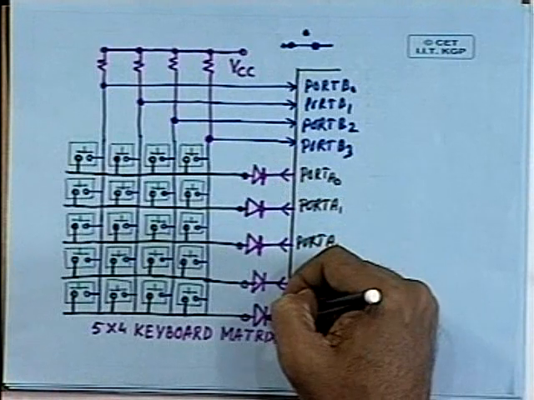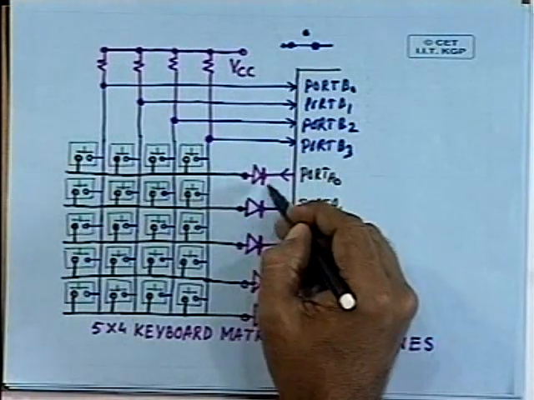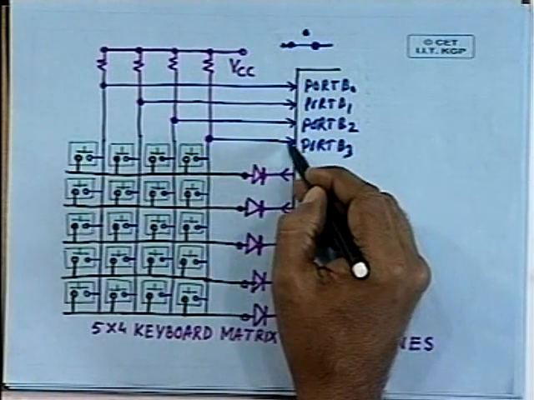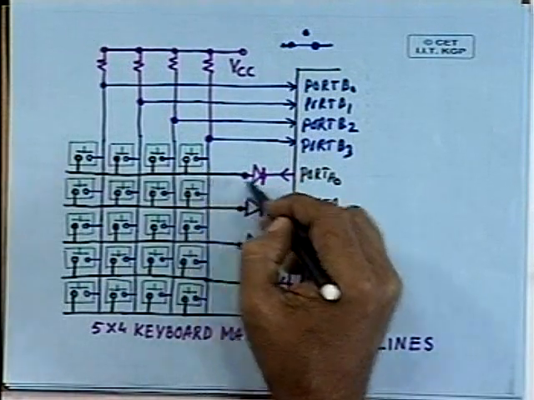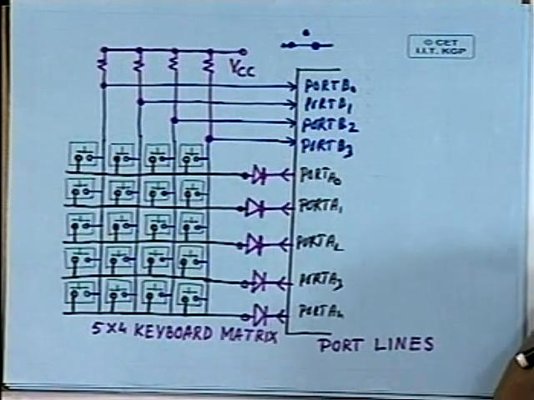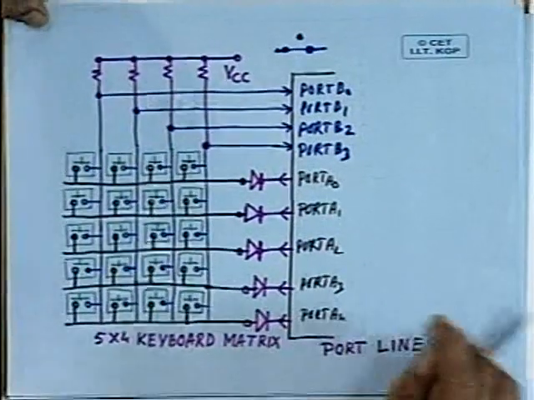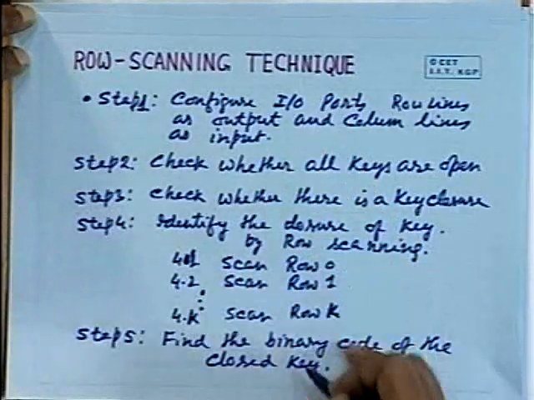These are essentially protection diodes, so that if this is 1, then this diode will be off. So this 1 and the other port line 1 cannot be connected through a switch, and this will not lead to any destruction of the device. So for the protection of the device, this is being done. Now, we can use the row scanning technique that I have told to identify the key closure.